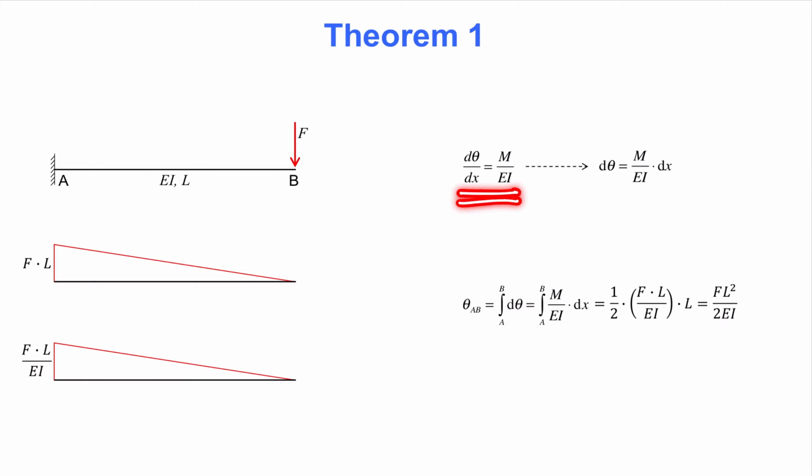That equation can be solved for d theta, which is the rotation of an infinitesimally short segment of the beam, having length dx. Notice that this rotation is m over EI times dx. That rotation, d theta, is the central quantity in the moment area method. The first theorem of this method states that we can integrate all those small rotations, d theta, along a beam in order to find the change in rotation between the 2 points we integrate between.